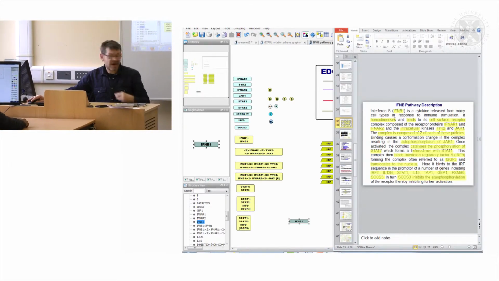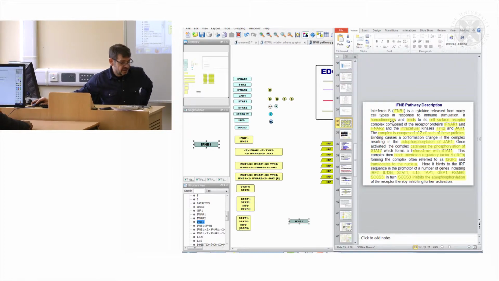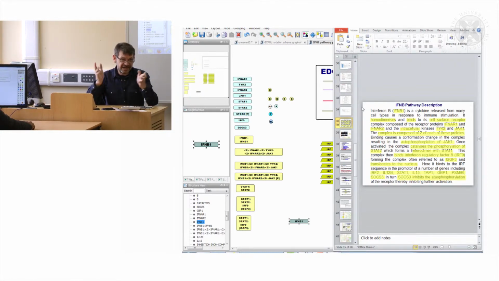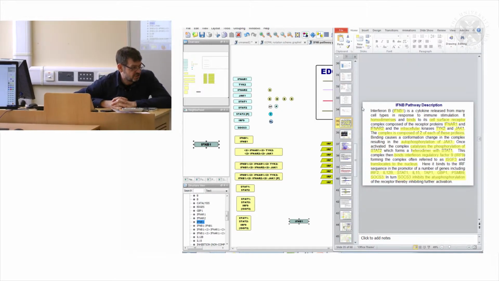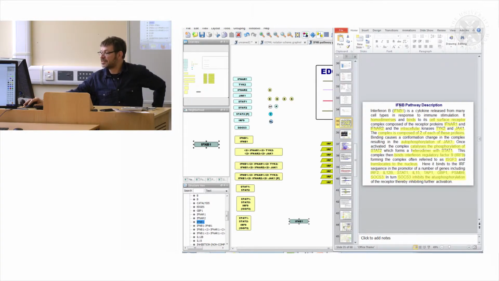so the highlighted bits in yellow here represent that in any given piece of text that you're going to read, there are bits of information that are not necessary to draw the diagram. And of course, there's nothing in the text that tells you what is and isn't. And what I've done here is highlight the bits. So interferon beta, forget all of this part, homodimerizes.